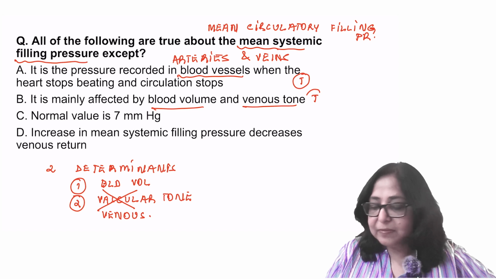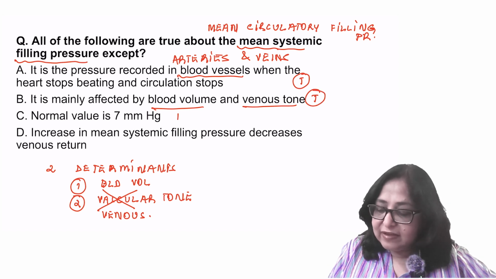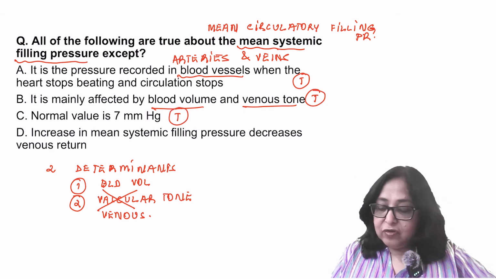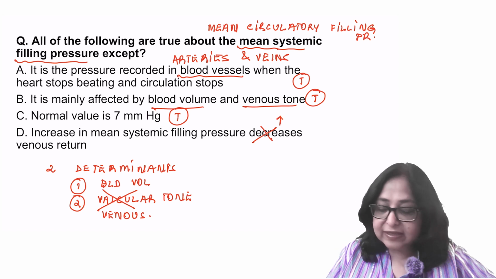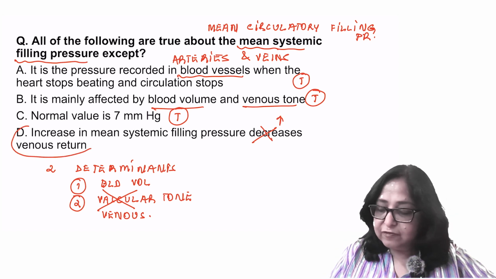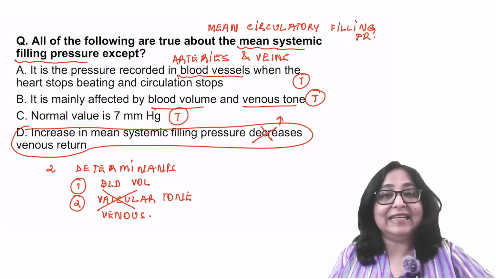This is true again. Normal value is 7 millimeters of mercury. This is also true. Increase in mean systemic filling pressure decreases venous return? No, in fact, it increases venous return. So what is a false statement is D.